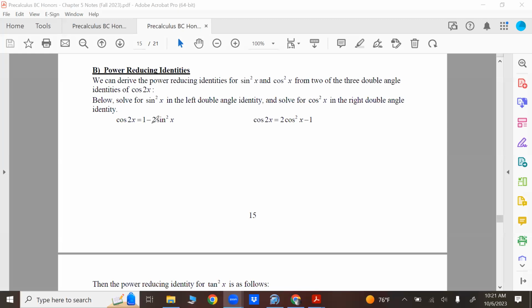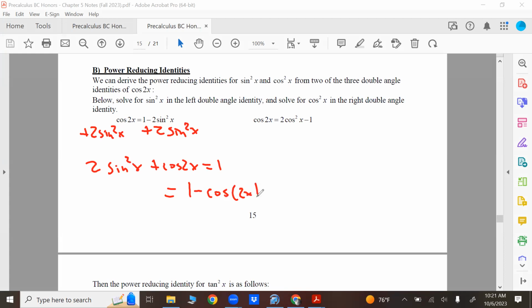Yeah, I could move 2 sine squared x to the left side. So I have 2 sine squared x plus cos 2x equals 1. Then I can subtract both sides by cos 2x, right? And then I can divide both sides by 2. So this right here is called a power reducing formula.